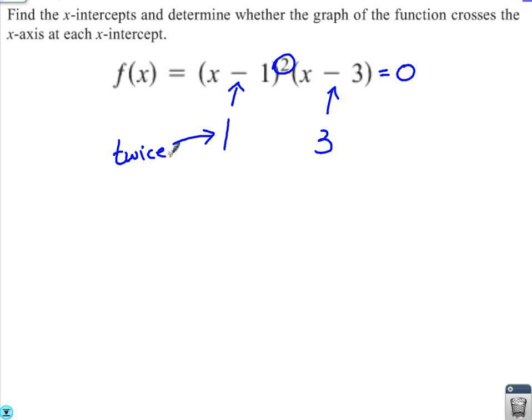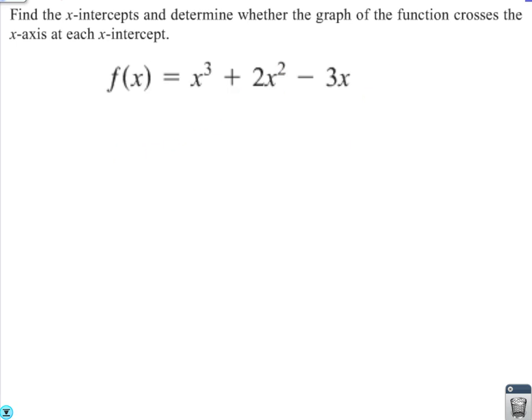So let's just talk about the nature of these two intercepts. Since 1 is a root twice, what is your function going to do at 1? It touches. Since 3 is a root once, what is it going to do there? Cross. If your 0 is a root an even number of times, it touches. If it's a root an odd number of times, it crosses. That's what I mean by nature of the x-intercepts.